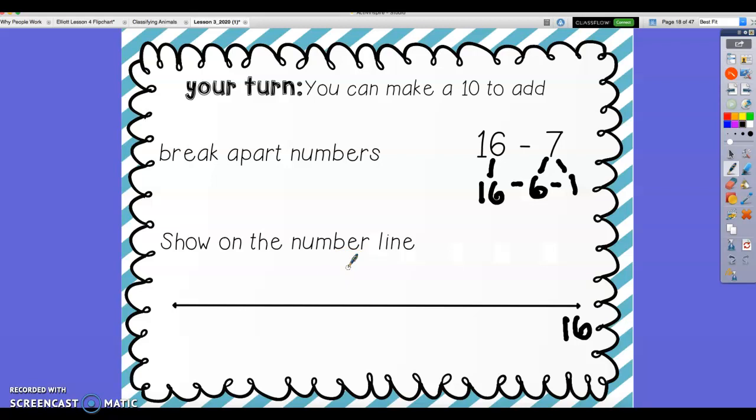Okay, so let me show you how to solve it. So I have 16. I need to subtract 6. So minus 6 is 10. And then I need to subtract 1 more. So minus 1 is 9.